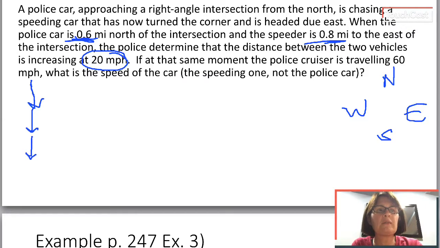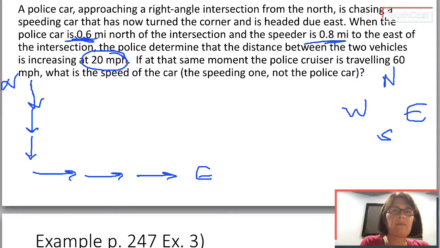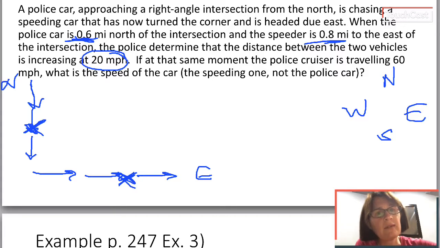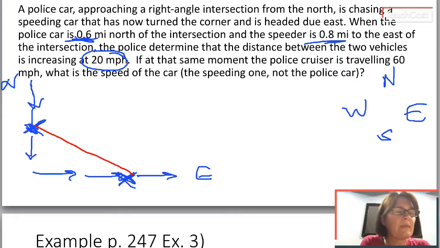And the speeder is going east, but has already turned the corner in this intersection. So headed toward the east, headed from the north. So at some point, the police car is like here, and the speeder is like here. And the thing that we know, probably because they have a radar gun, is the distance between them, which I'm going to show with this line, is getting longer, and it's getting longer at 20 miles per hour.